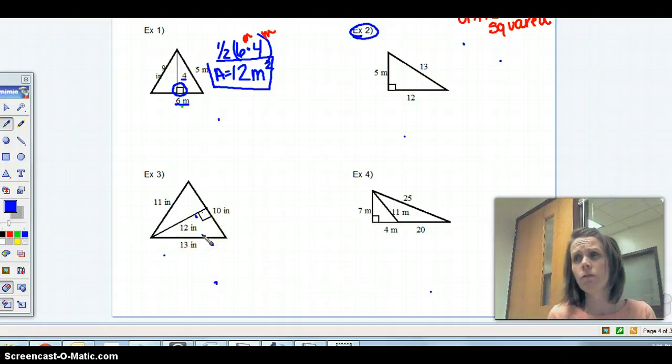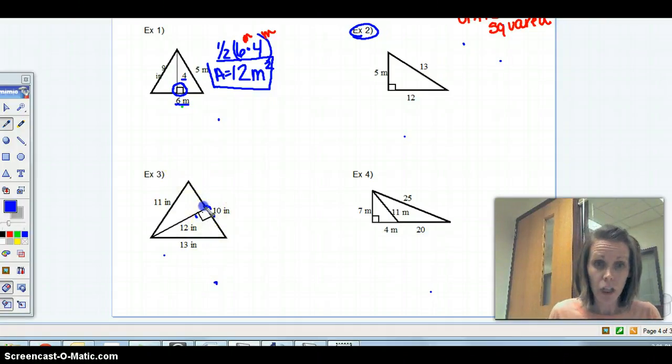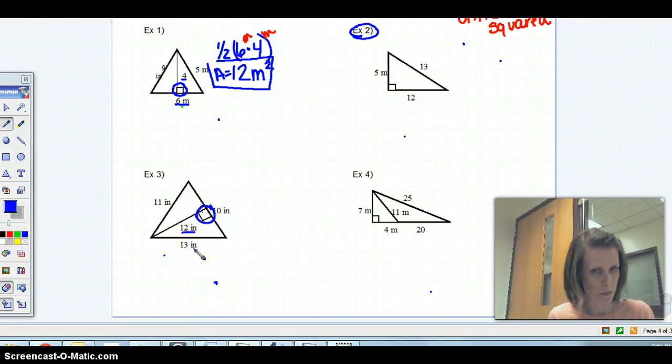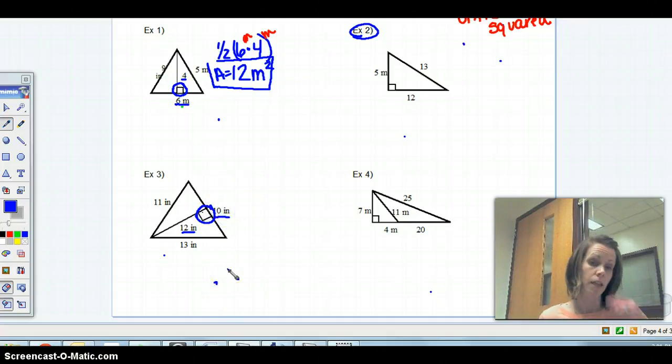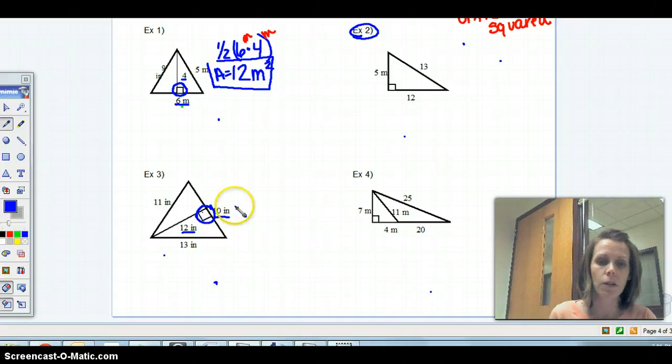And this is a beautiful example as to why the base is not always necessarily on the bottom. So, you're going to look for your right angle, and that will tell you what your height is. So this is going to be the height. And the base, a lot of people are going to say that 13 is the base, but you are wrong. 13 is not the base. The base is actually 10, because it's underneath that perpendicular height.